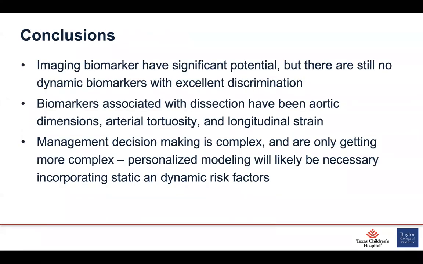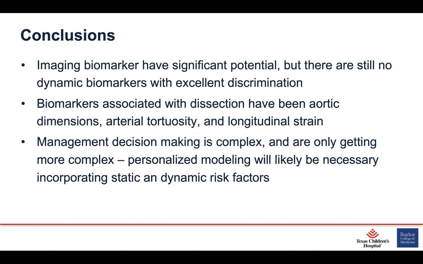So basically, in conclusion, imaging biomarkers have significant potential, but there are no dynamic, meaning constantly moving, biomarkers that have excellent discrimination when we are trying to predict aortic dissection. Now, the biomarkers that have been associated with aortic dissection are aortic dimensions, arterial tortuosity, and aortic longitudinal strain. However, how these move over time to predict dissection is still really unclear and not that wonderful to date.